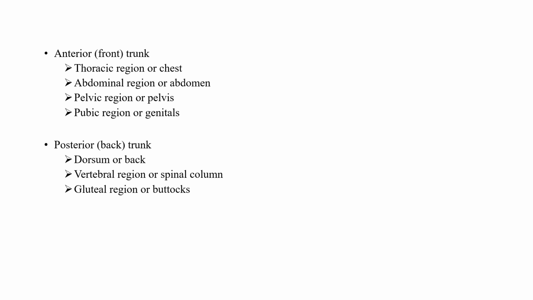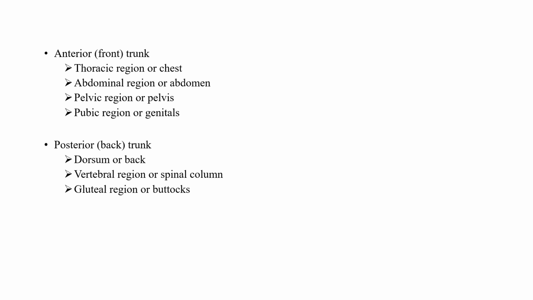Coming to the anterior and posterior trunk regions, the trunk contains all body regions other than the head, neck and extremities described on the previous slide. It is also called the torso. All of the regions on the screen are part of the trunk and can be categorized as being on the front or back side of the trunk. In medical language, anterior is the word for front and posterior is the word for back.